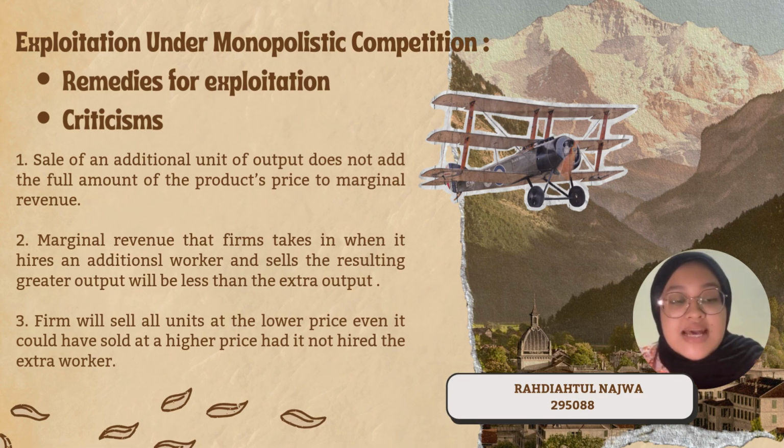Criticism. First, sale of an additional unit of output does not add the full amount of the product's price to marginal revenue. The marginal revenue that the firm takes in when it hires an additional worker and sells the resulting greater output will be less than the extra output. Third, the firm will sell all units at the lower price, even though it could have sold at a higher price had it not hired the extra worker.